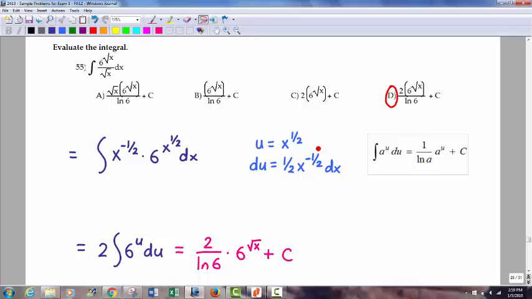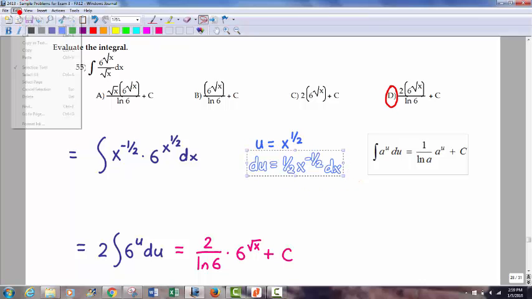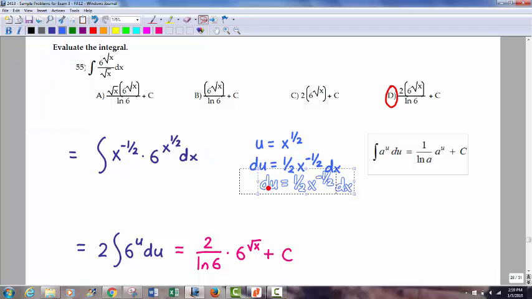Let's see if I can. If I try to freehand all that, it's going to look terrible. So we're dividing by 1/2, of course, which is the same as multiplying by 2, so I'm going to do this and put a 2 right there. And let me grab this. Oh, thank you. There we go.